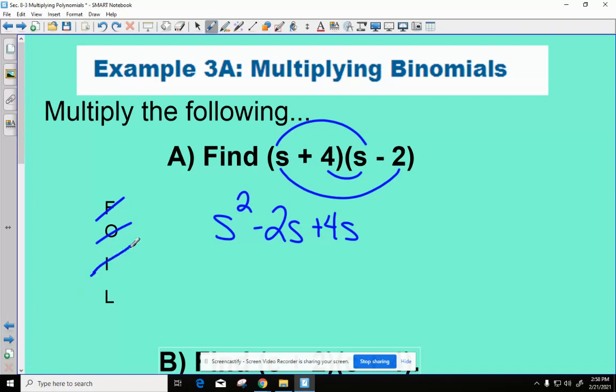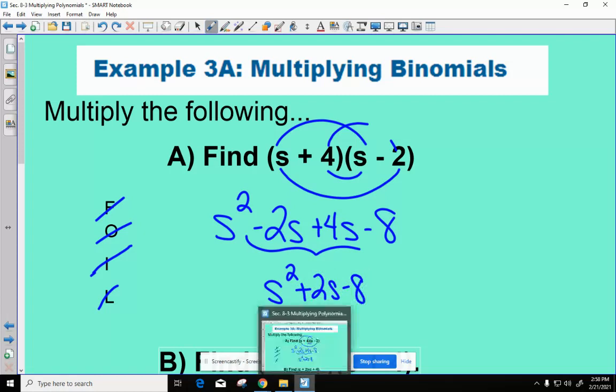And L stands for last. That would be the 4 and the negative 2, so that is negative 8. Got the L's taken care of. In this case, again, those two middles are like terms. So my final answer would be S squared plus 2S minus 8.